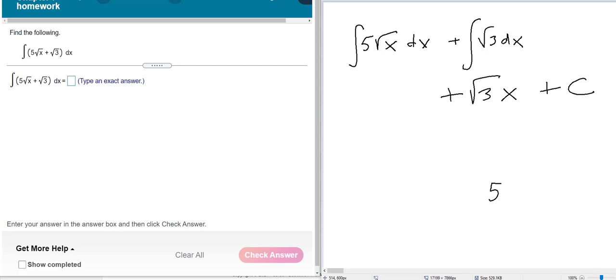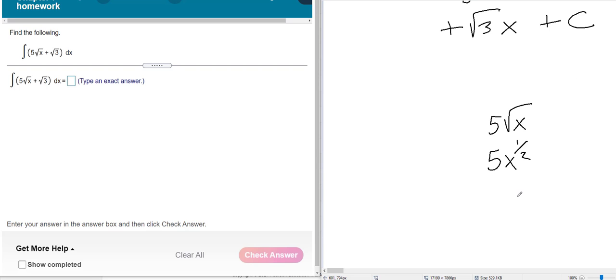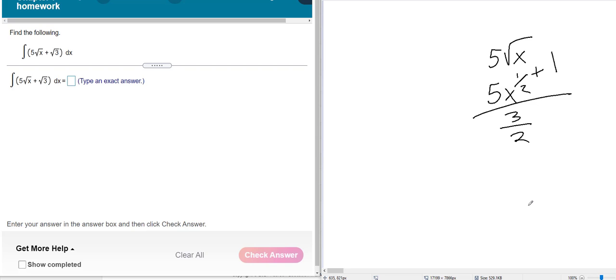Now, if I'm going to do 5 square root of x, I'm going to write it 5x to the 1/2. So I'm going to have to add 1 to that, and I'm going to have to divide by the whole thing. 1/2 plus 1 is 3/2. A little bit of fraction work. The 2/3 gets flipped over, so it's 2/3 times 5x to the 3/2. So it's 10/3 x to the 3/2.